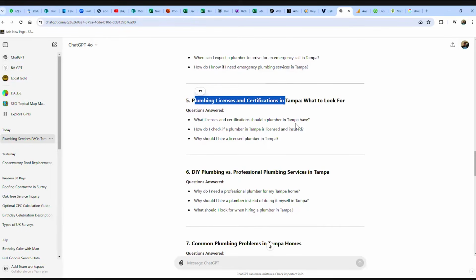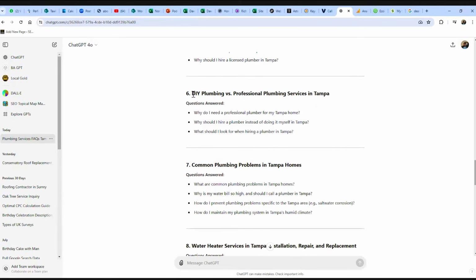I guess in the US, you're going to have different, I don't know what the word is, like licensing by state or by town. Yep. So you've got a good opportunity here to put some information in there, chuck some semantic relevance in there.